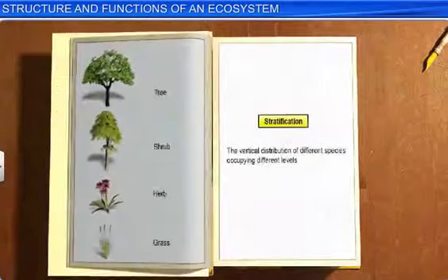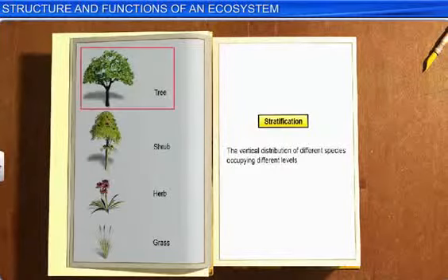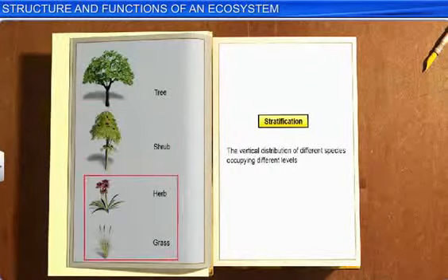The vertical distribution of different species occupying different levels is known as stratification. For instance, in a forest ecosystem, the trees occupy the top vertical strata or layer, followed by shrubs, herbs, and grasses.